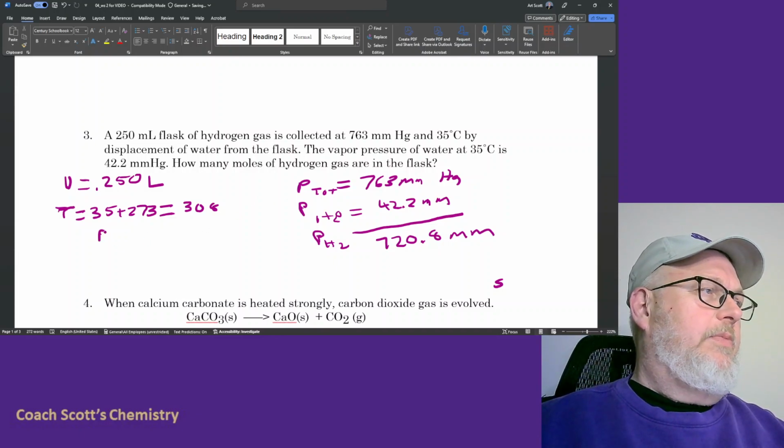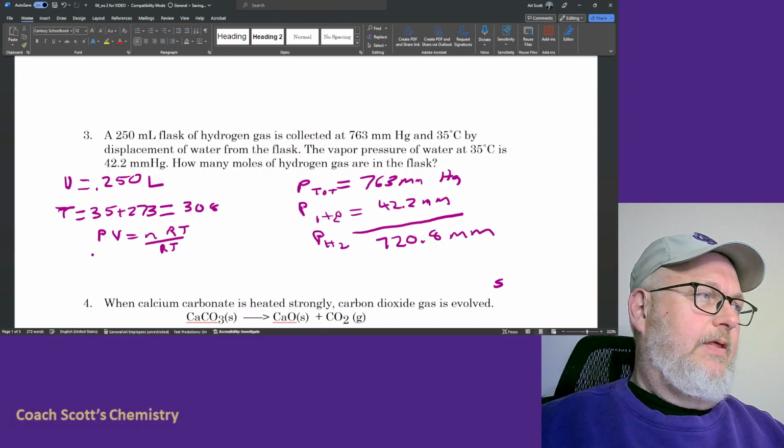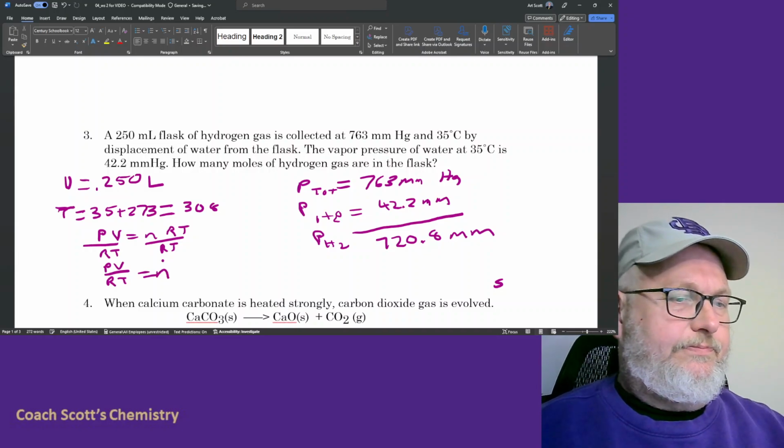So we're going to manipulate PV equals nRT to find the number of moles. I'm going to divide through by RT, regular algebra. So that means PV divided by RT will give me the number of moles.